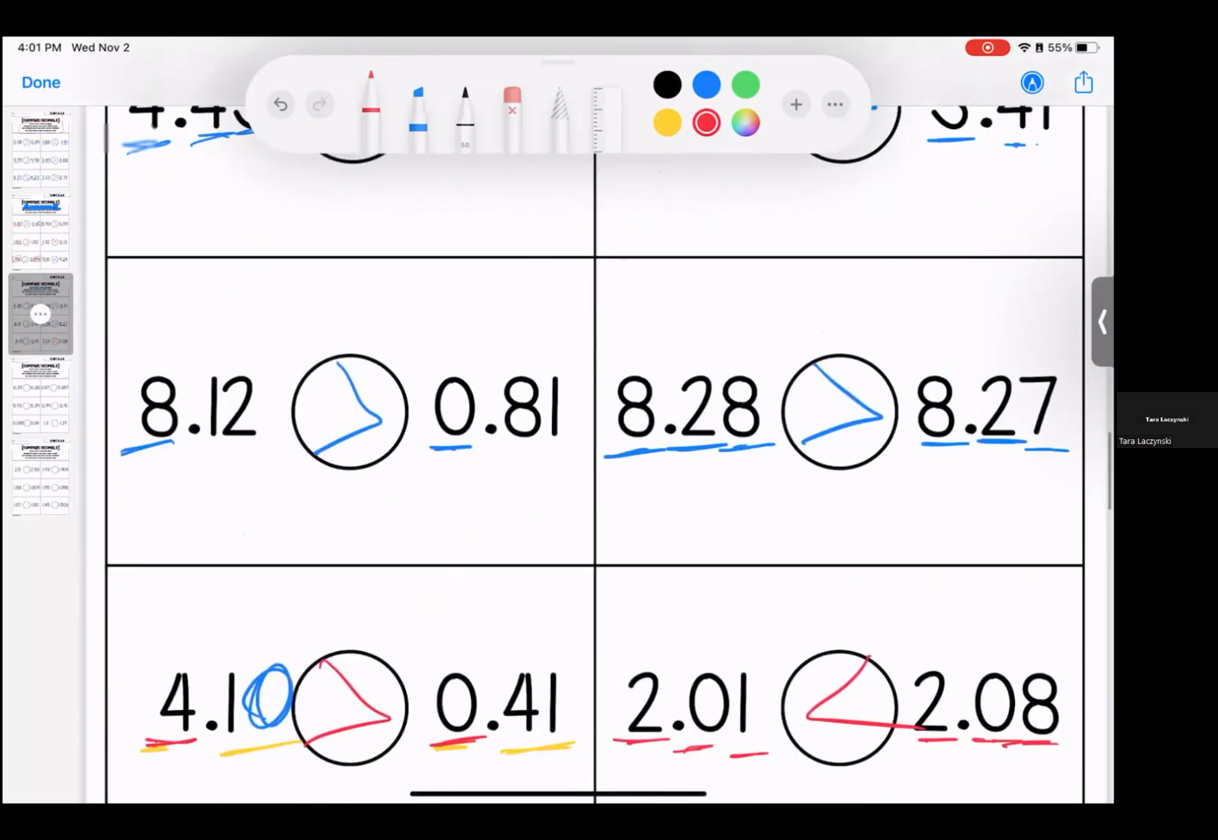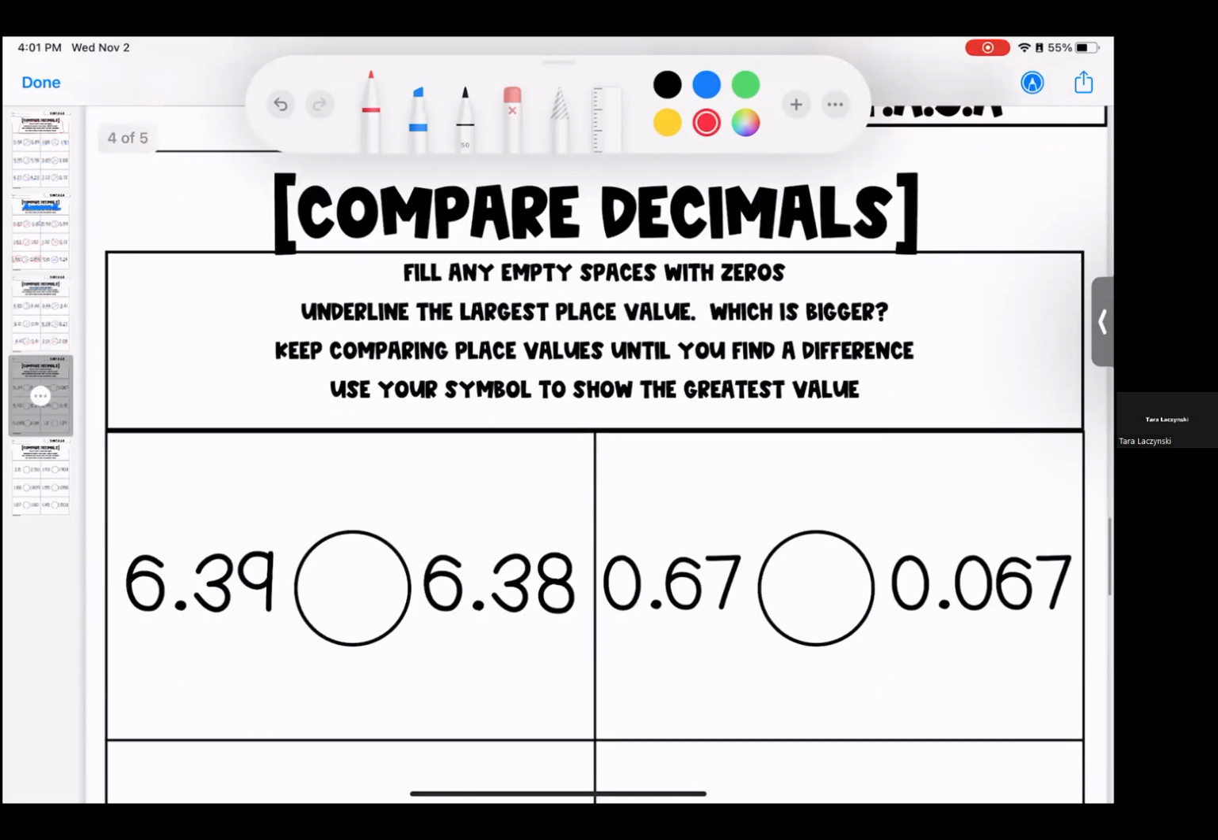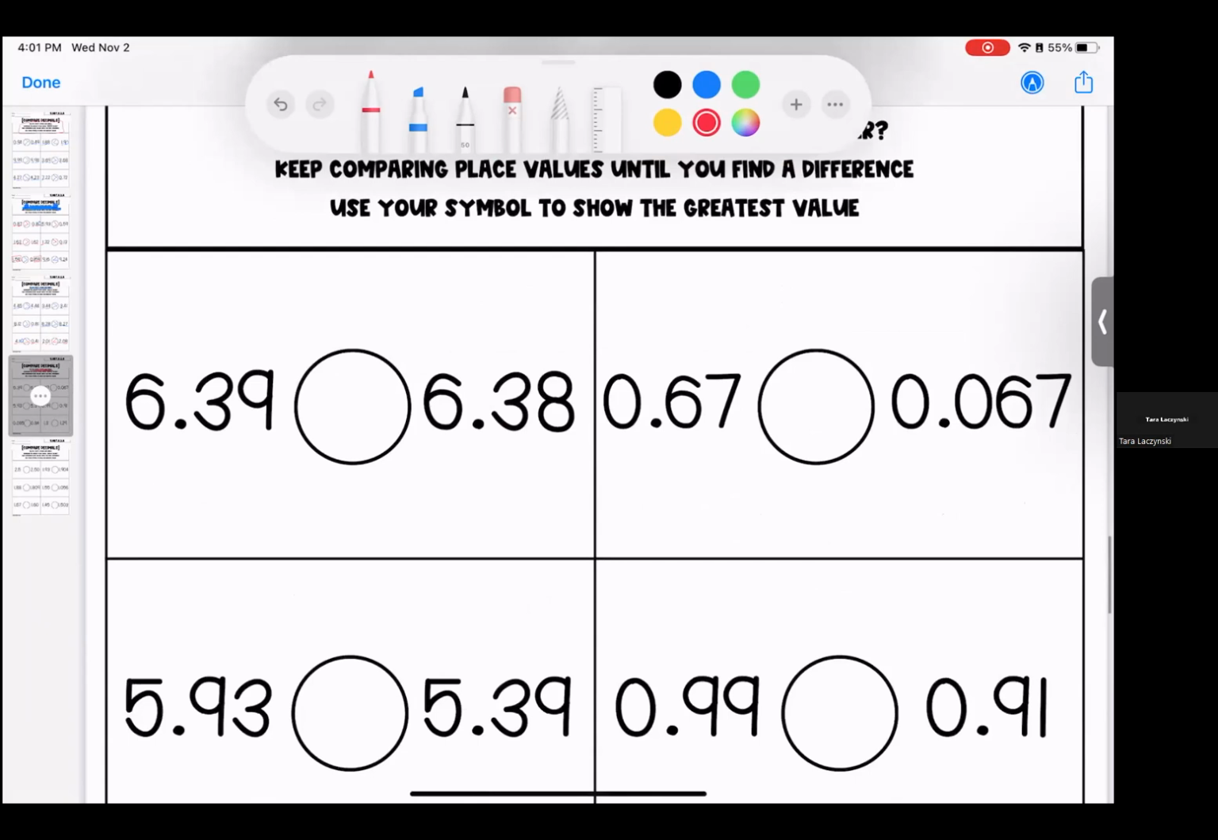Remember, rewatch as needed. All right, Nuggets, 4 of 5. We are almost there. You know at this point what I'm going to say. Super important to keep our questions balanced. These are balanced, so let's compare. 6 and 6, 3 and 3, 9 and 8. 9 is greater, so 6 and 39/100ths is greater.